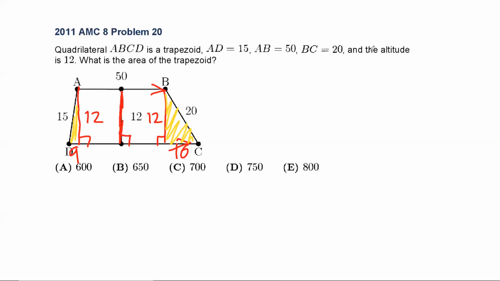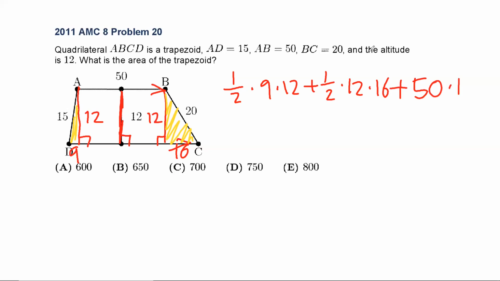So we're given that AB is 50. So basically what this trapezoid is, is two small right triangles plus a big rectangle in the middle. So if you add up the individual areas, 1/2 times 9 times 12 plus 1/2 times 12 times 16 plus the big rectangle in the middle, which is 50 times 12, you should be able to get 750, which is D.